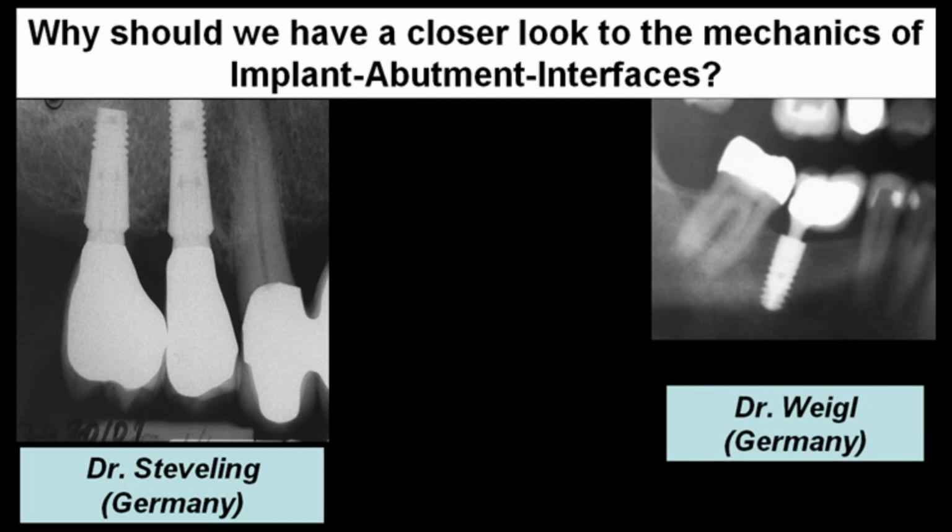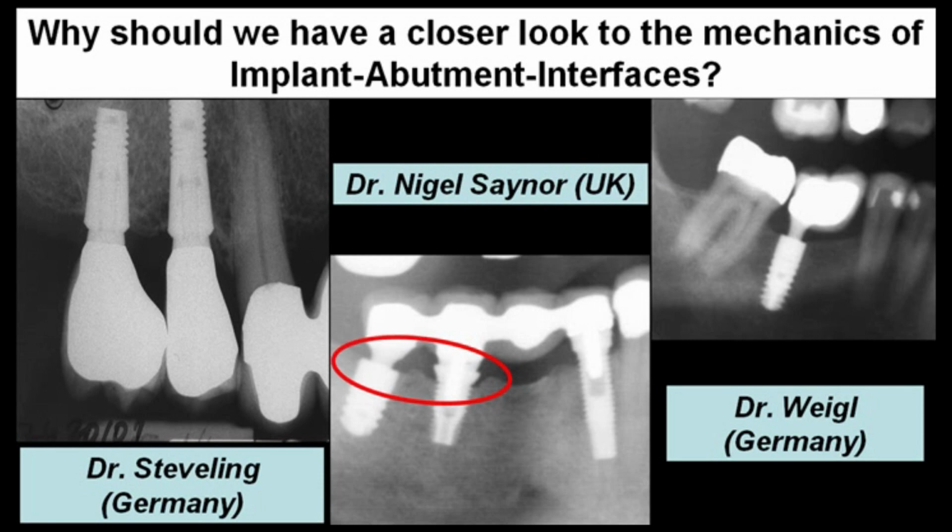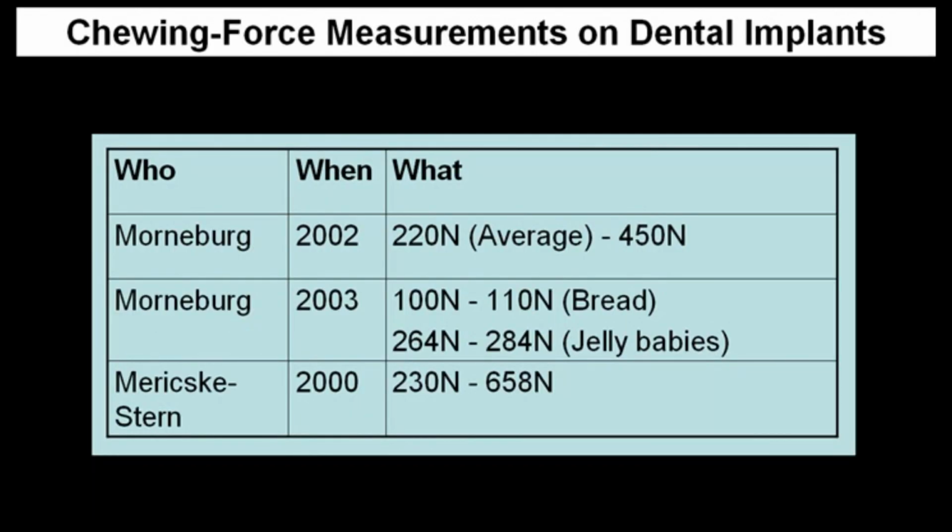What is the cause for these micro movements and micro gaps? These are the chewing forces, and measurements of chewing forces show us a large and high average of approximately 210 newtons. If we chew bread, it's about 100 newtons, and if you chew chili peppers, it's more than 250 newtons. It's really interesting. So chili peppers could, in the future, be the killer of our dental implants.